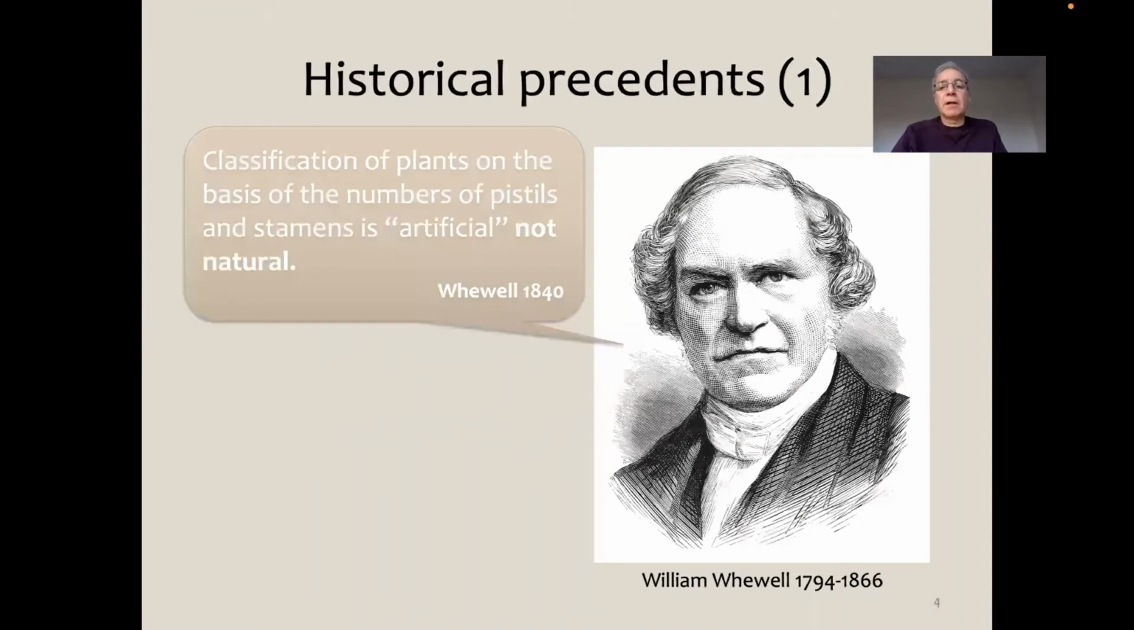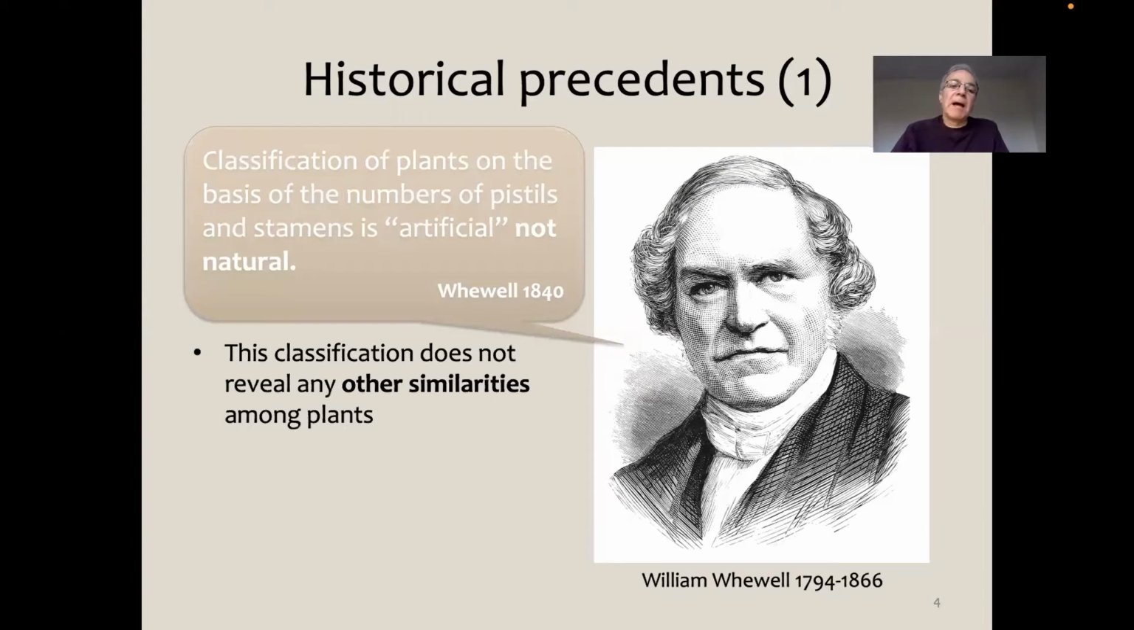So the account of natural kinds that I'm going to try and articulate, I think, can be traced back to the 19th century, in particular the work of philosophers like William Whewell. William Whewell is one of the maybe earliest philosophers of science in the modern sense, and he actually coined the term scientist. And he was interested in classification schemes and the way in which scientists classify their domains, their subject matter. And at some point, he writes that classification of plants on the basis of the numbers of pistils and stamens in their flowers is artificial, not natural.